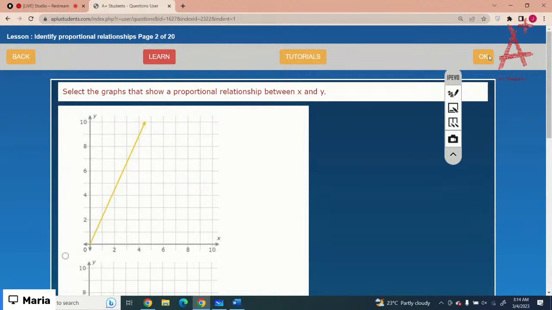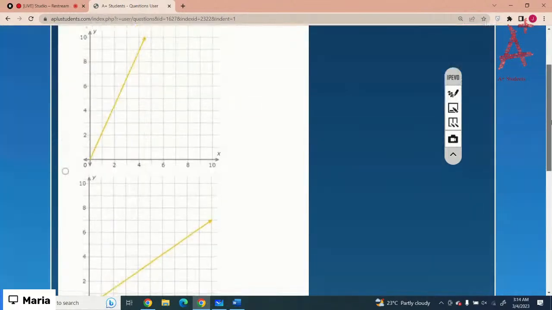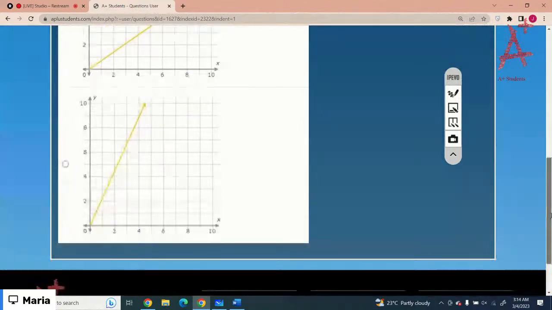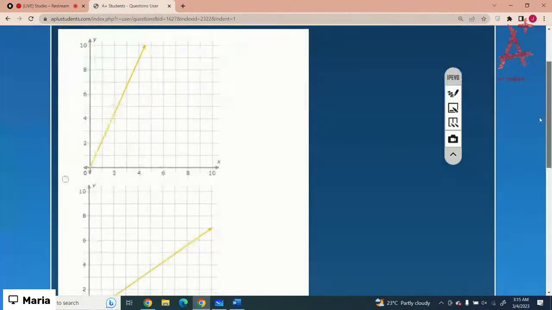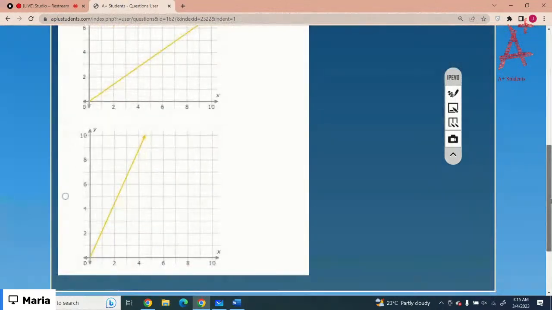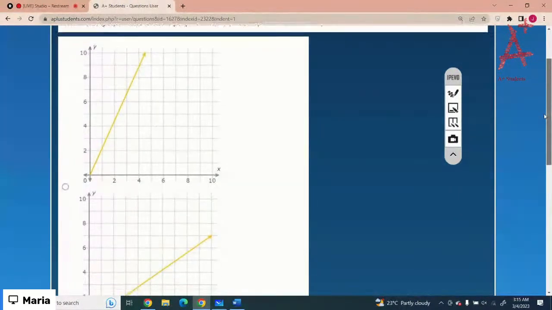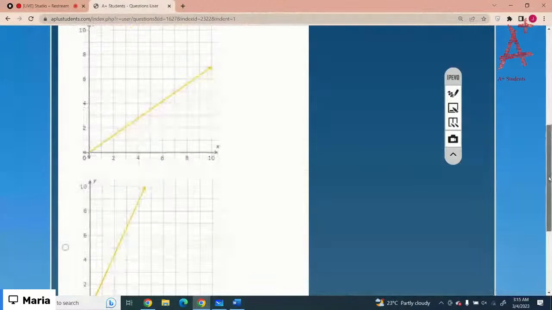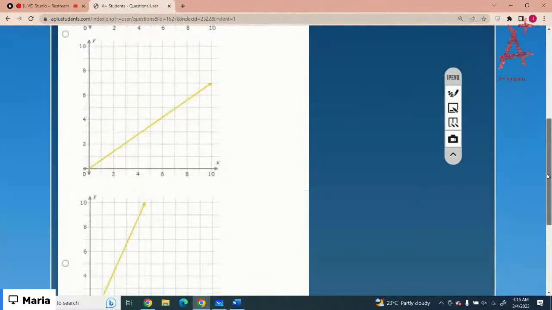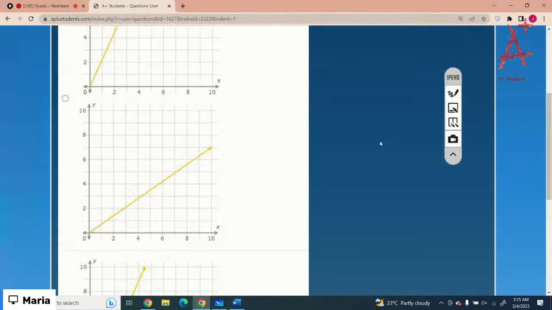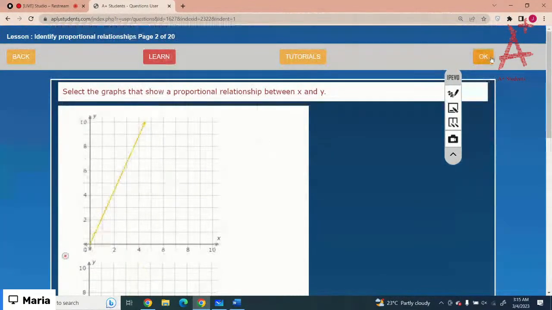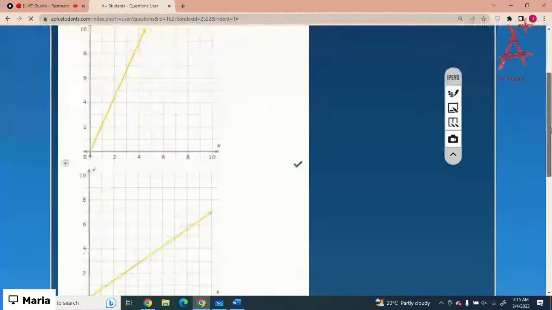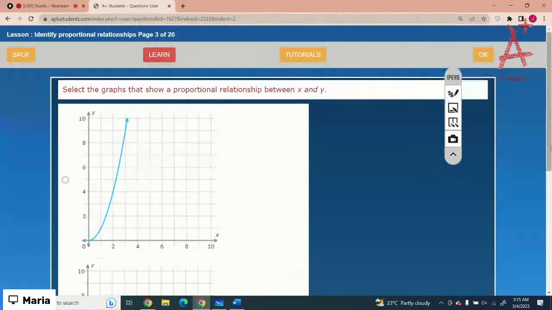The next one is select the graph that shows a proportional relationship between x and y. So which is the correct option? Option 1 or option 2? Three of the graphs are given. What's wrong with this? All of them are straight lines and passing through the origin. I don't know what's wrong with these. Let's just select the.